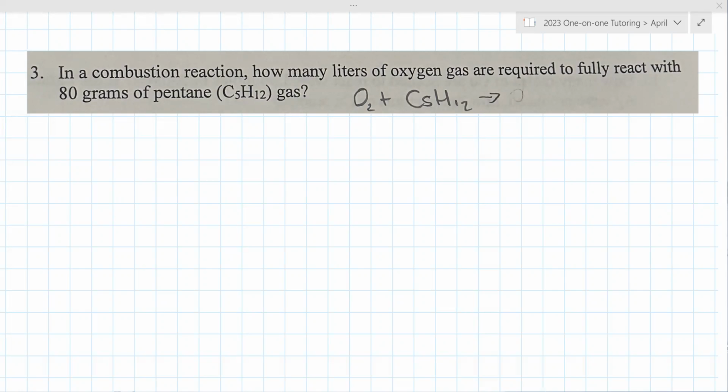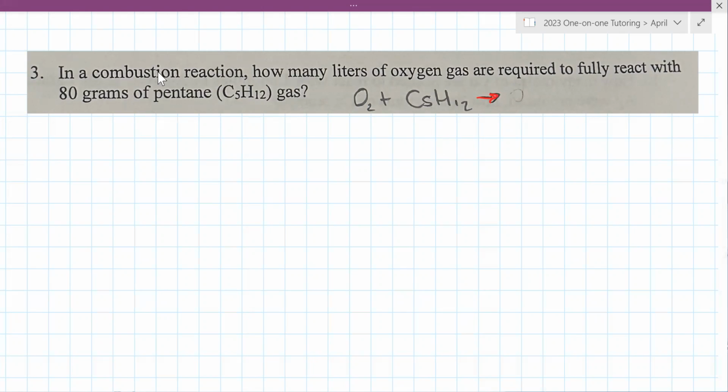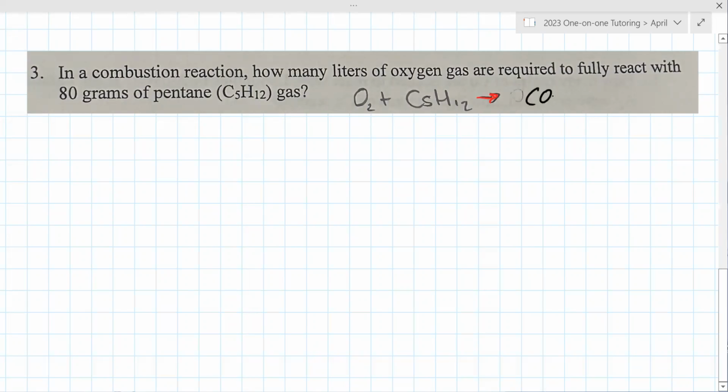You're going to write the equation. All right, so I'm going to do the better thing here. I'm just going to go look for the combustion reaction of pentane. So having the equation here would be really helpful. Oxygen gas required to fully react with 80 grams of pentane. So you've got pentane here, but then what does that become? My guess is it's CO2 plus H2O. Does that sound familiar? Yeah, I think that's what it is.